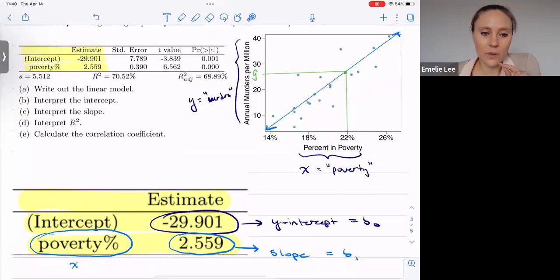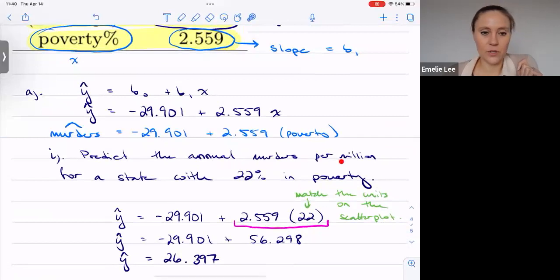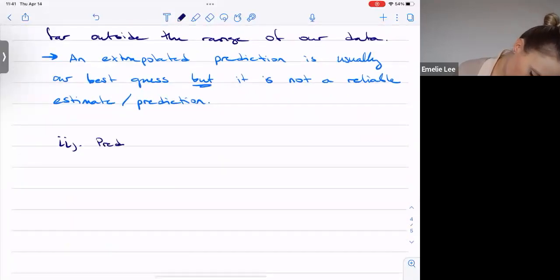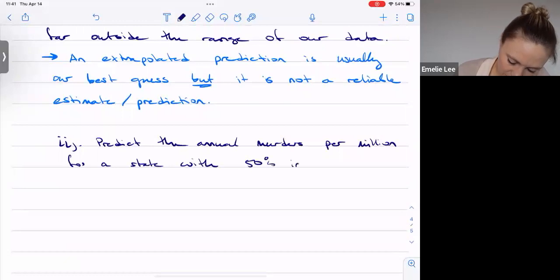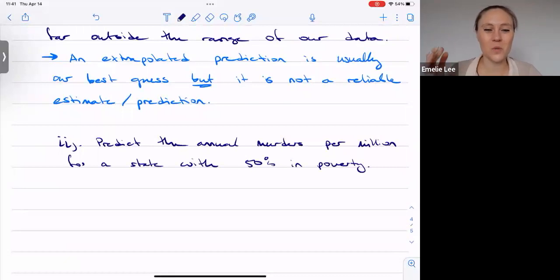And so now I say, predict the annual murders per million for a state with 50% in poverty. And then I usually prompt you by saying something like, do you trust this prediction?